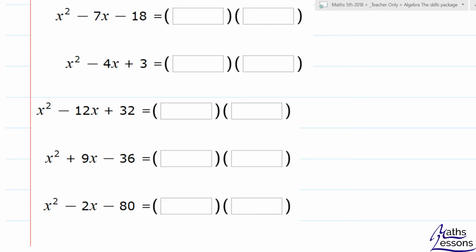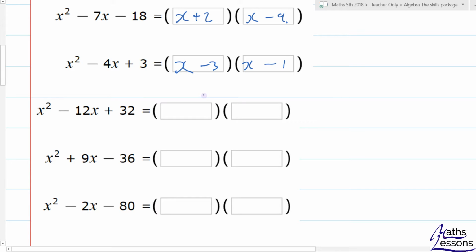Right. Okay, let's have a look at this. We're going to try and find two numbers that times together is minus 18 and add to give minus 7. Minus 9 and plus 2 will work here. So we've got x plus 2 and x minus 9. Next, plus 4x plus 3. Well, we need them to add to give a negative, and times to give a positive, so they must both be negative. So minus 3 and minus 1 is what goes there.